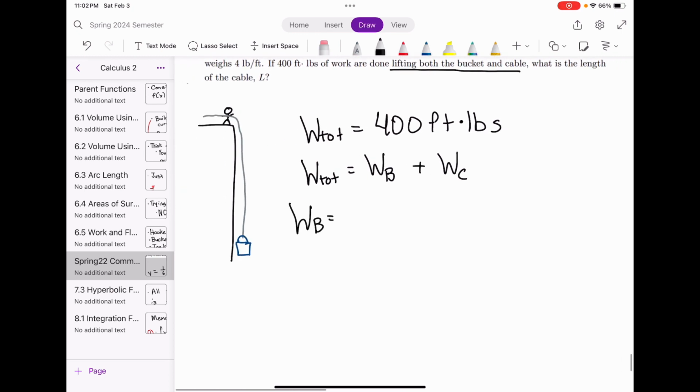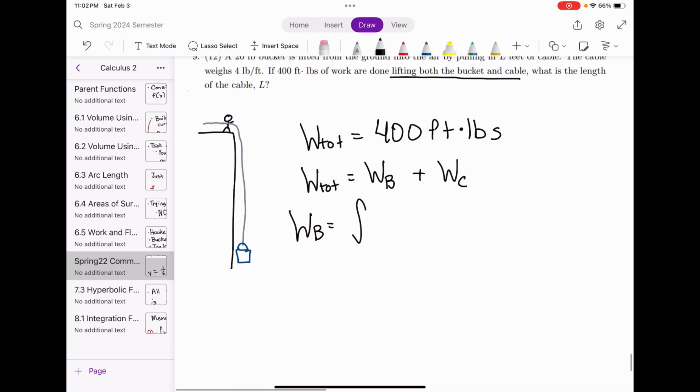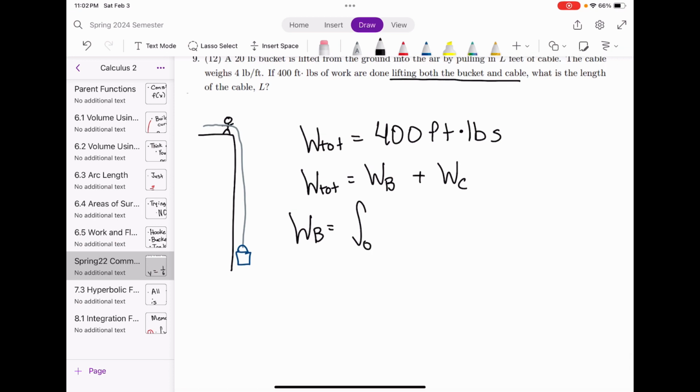WB is equal to the integral from 0, because this bottom part is 0, and this top part is L. So this higher point is going to be your L, of just 20 dx. That's it. Why? It's because there's a constant amount of force that's applied there. It's not like it's going to change as you come up.